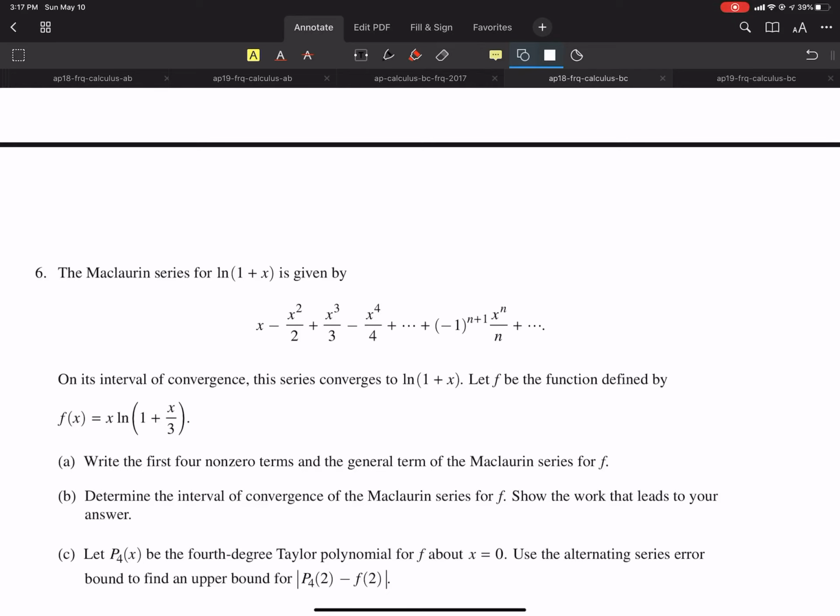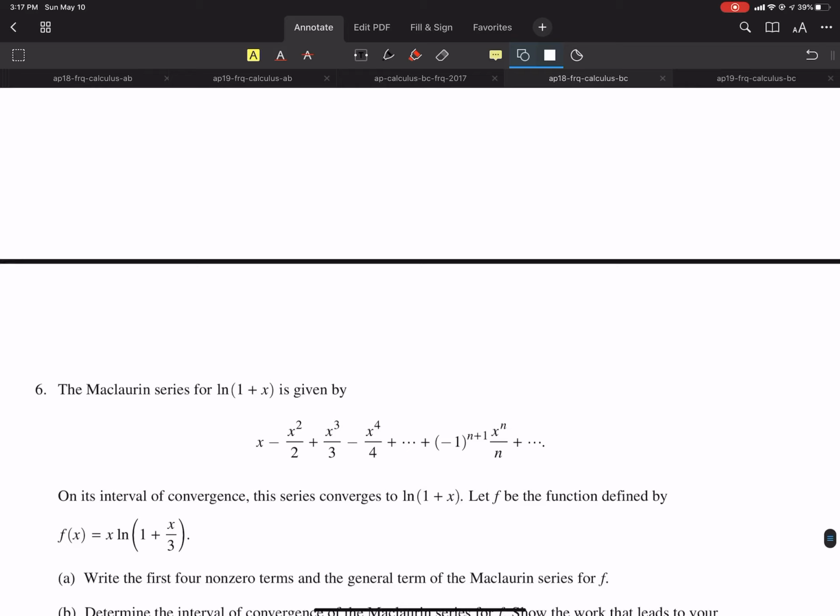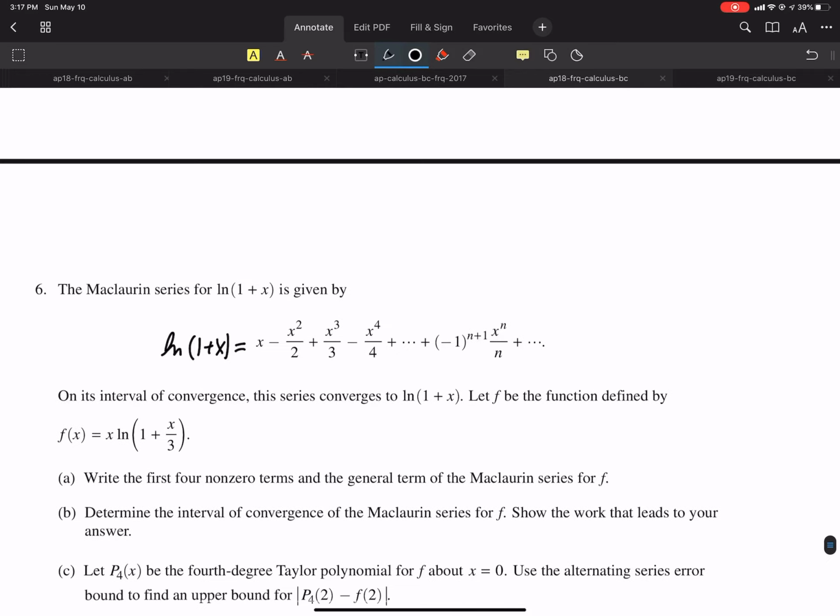This is the 2018 Calculus BC question number 6 FRQ. So let's read this and do this. They give us a Maclaurin series for ln of 1 plus x. So I'm going to write that here. ln of 1 plus x is equal to this infinite series. On its interval of convergence, the series converges to ln of 1 plus x. So not everywhere, but just on an interval, it does converge.